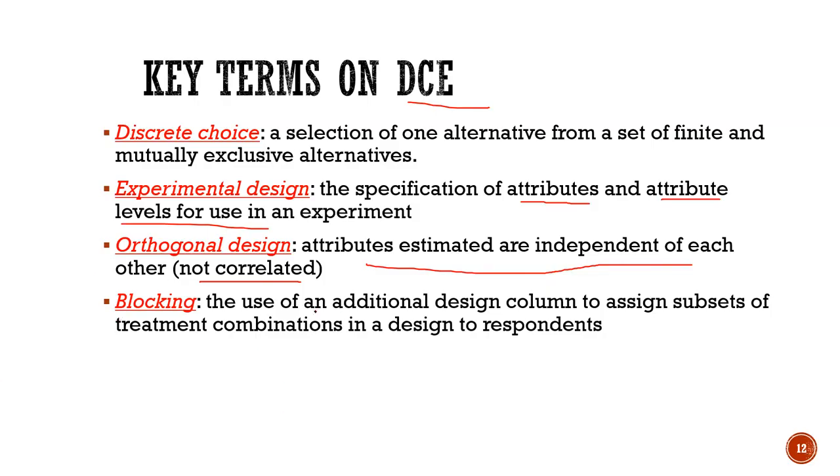Then we have blocking. Blocking is an additional feature which is unique to discrete choice experiments. Blocking essentially means that, because you have a large number of alternatives in discrete choice experiments with a large number of attributes, the designs can be as high as 100 or even higher. In that case, because it's not possible for one consumer to choose from 100 options, what is done is we take subsets of all the options and present them to blocks of consumers.